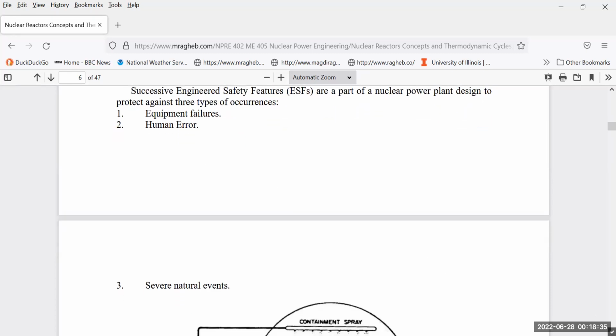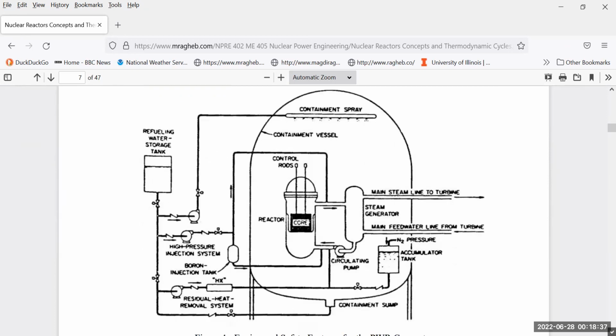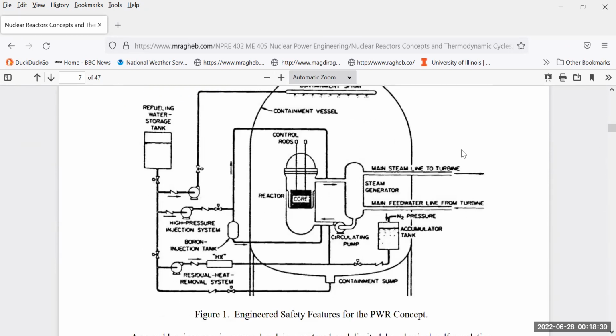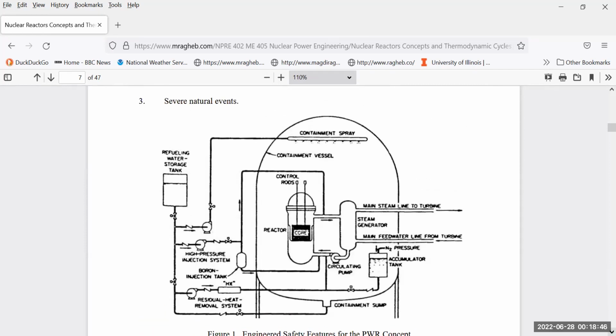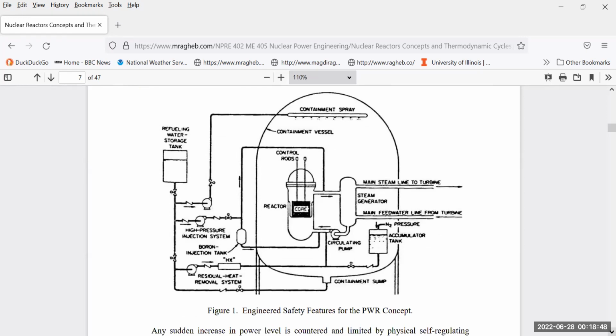So when we design nuclear power plants, we have to take these into account in what we call the engineered safety features. So let us list here the engineered safety features that are existing in the pressurized water reactor. So you'll have a core where the fission process occurs. The first engineered safety feature is the control rods. If those control rods are inserted into the core, you are shutting down the chain reaction.